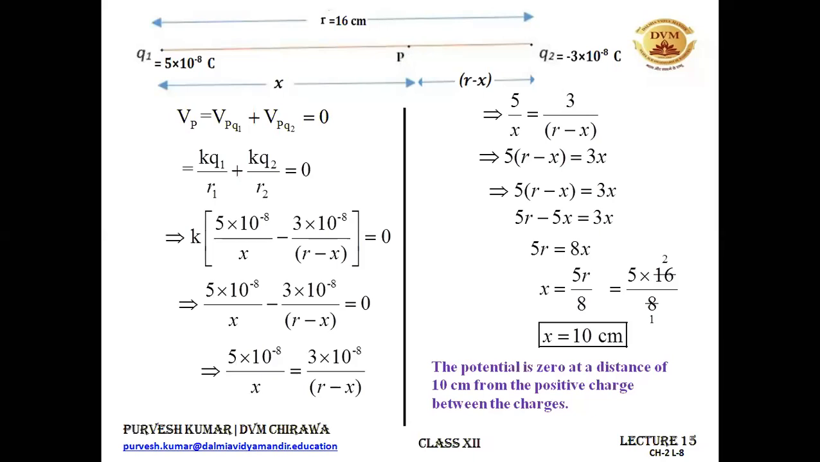There may be a possibility that this point P lies outside the system, somewhere on the line joining these two charges. We can extend this line, and somewhere over here point P is lying. So that we'll be solving in the next slide. Please solve this equation, and if you are having some doubt, please ask.